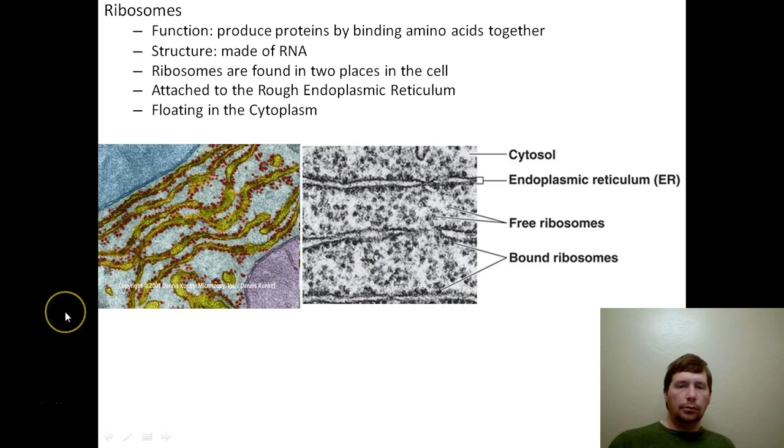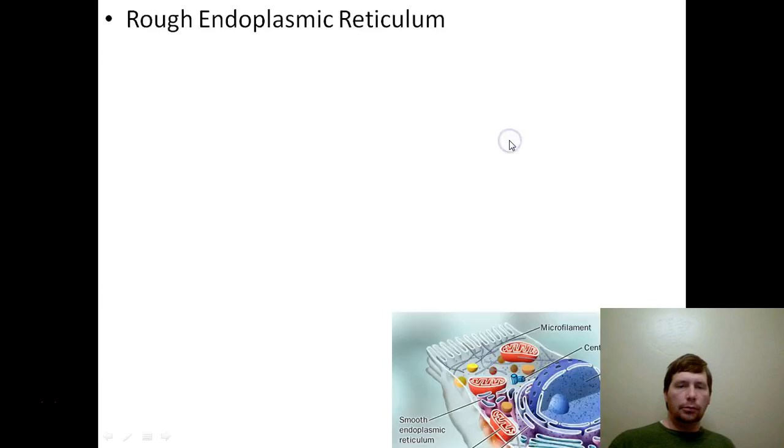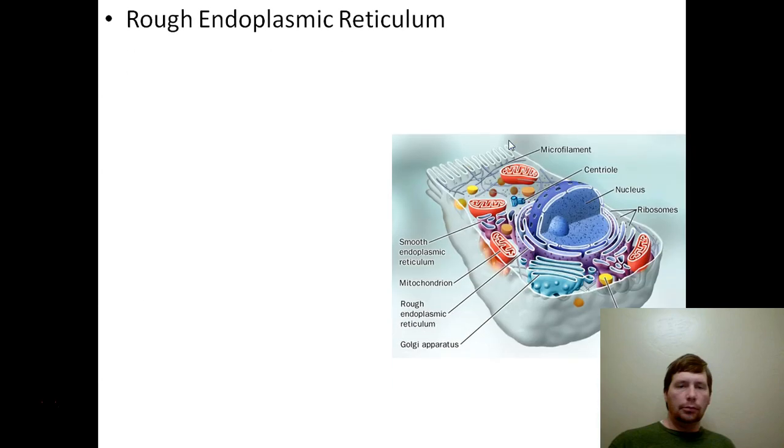So that's the ribosome. Makes proteins. All cells have them. You can find them in two places, attached to the rough ER and also floating in the cytoplasm. All right, so since we talked about the rough endoplasmic reticulum when we're talking about ribosomes, I better tell you what the rough ER does.